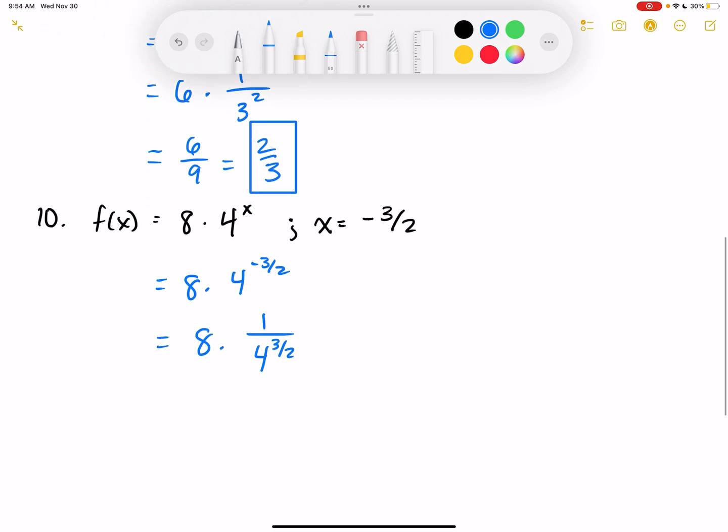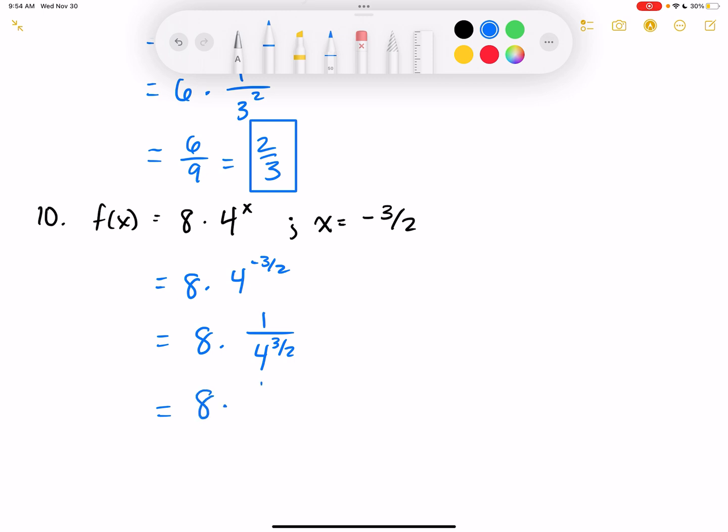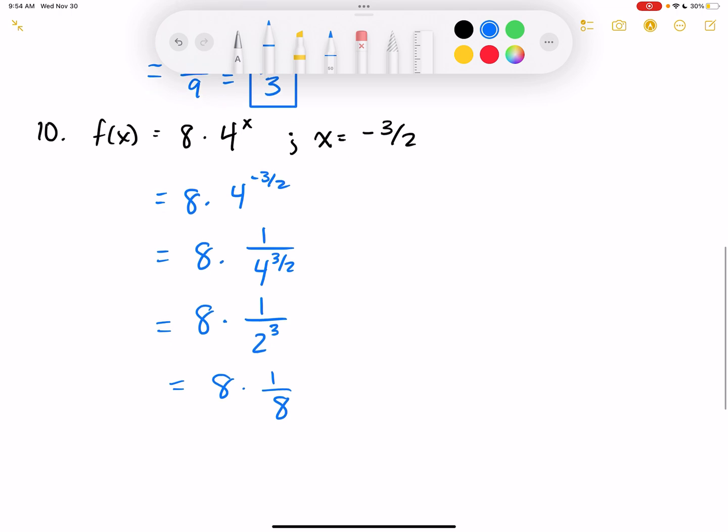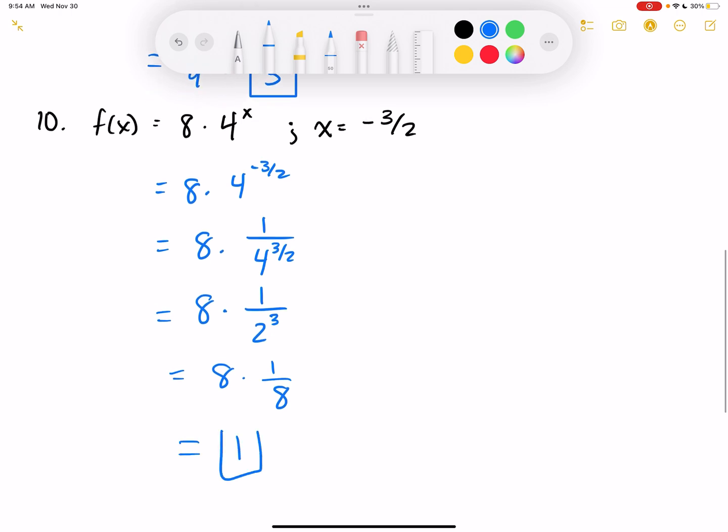So then we would take the square root of 4, and I'm going to do this in 2 steps again so you can see it looking back. But you could do it all in 1 step if you were going to actually do it. So this is going to be 8 times, taking the square root of 4 first is going to be 2, so 1 over 2 cubed, which is then 8 times 1 over 8, or just 1.